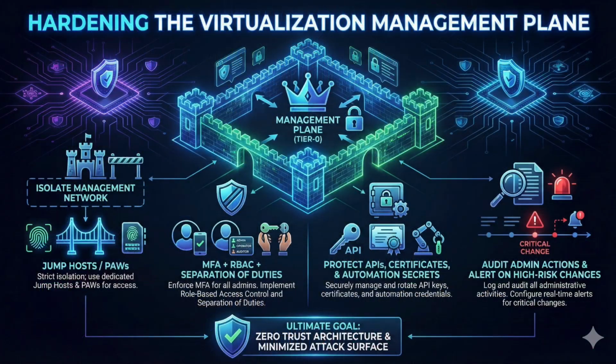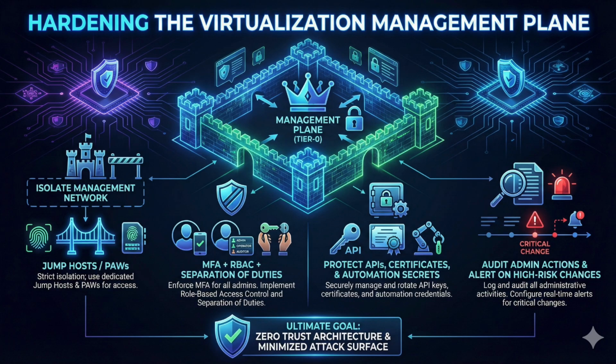Second layer, the management plane. Treat vCenter, SCVMM, or your cloud control portal as a Tier 0 asset, similar to a domain controller. Start with network isolation. Put management interfaces on a separate VLAN or physical network, and only allow admin access from a hardened jump box or privileged access workstation.